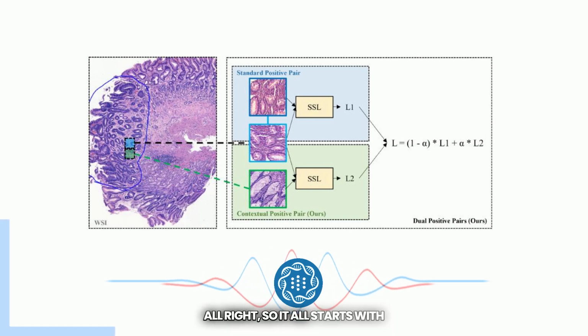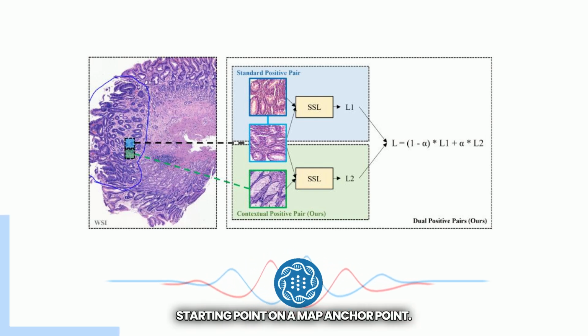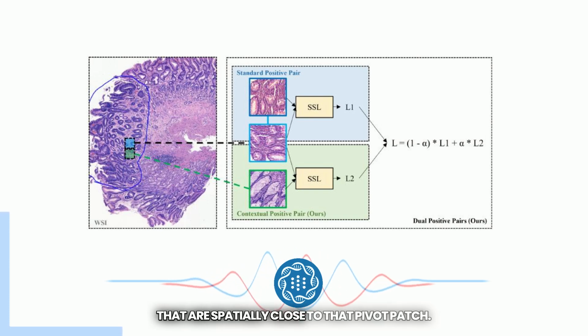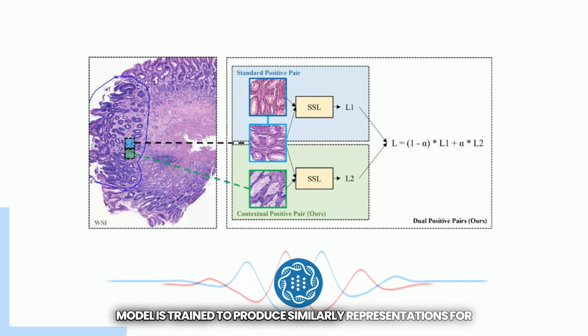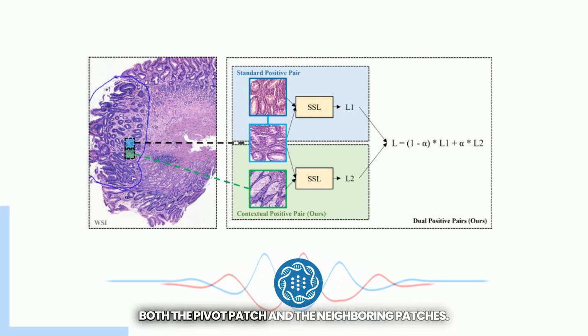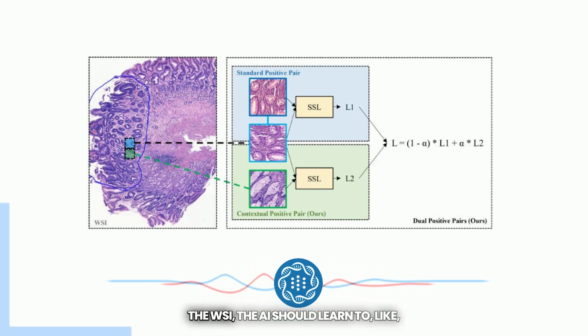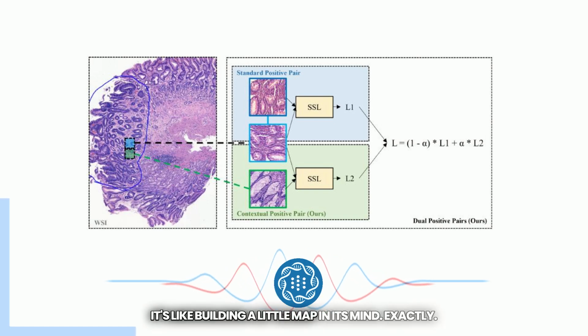All right. So it all starts with what they call a pivot patch. They sample this from the WSI. You can think of it like a starting point on a map, an anchor point. Then they identify what they call neighbor patches that are spatially close to that pivot patch. And the key here is that the AI model is trained to produce similar representations for both the pivot patch and the neighboring patches. So if the patches are close together in the WSI, the AI should learn to represent them in a similar way. Yes. It's like building a little map in its mind.